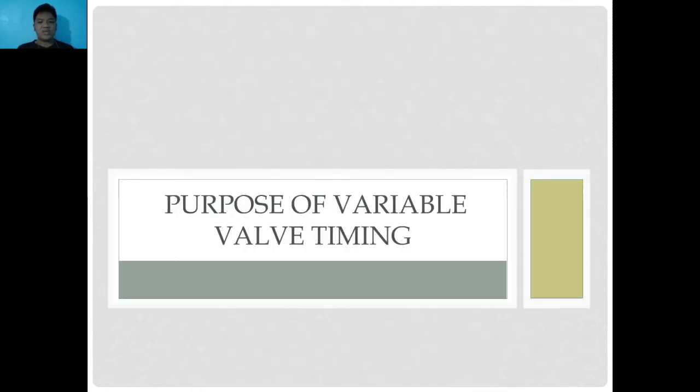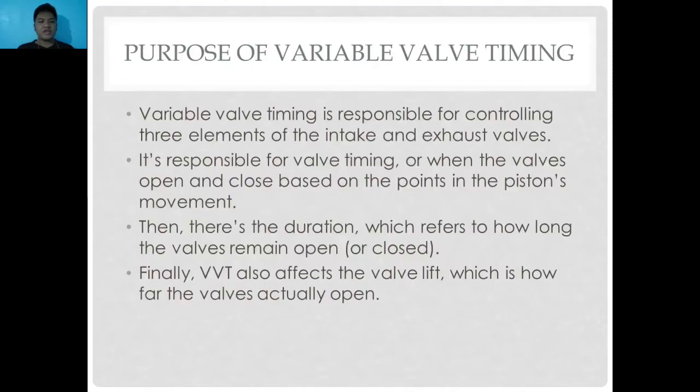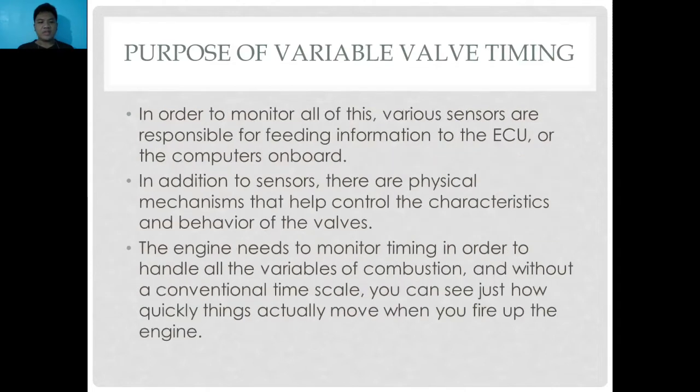Purpose of variable valve timing. Variable valve timing is responsible for controlling three elements of the intake and exhaust valves. It is responsible for valve timing, or when the valves open and close based on the points in the piston's movement. Then there's the duration, which refers to how long the valve remains open or closed. Finally, VVT also affects the valve lift, which is how far the valve actually opens.